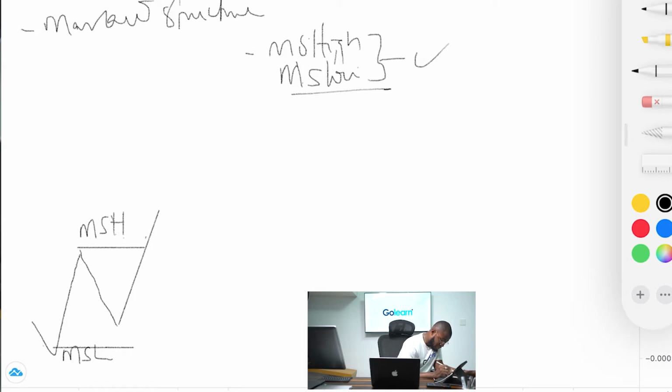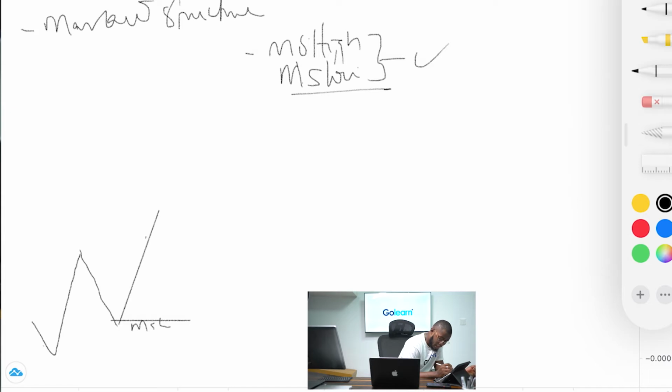The next thing we need to do is, once the market breaks a market structure high, we need to know the high becomes invalidated, it becomes incorrect. So we need to change it. We need to get a new one. The high and the low become invalidated. The new one will be this one lower here. Now we have a new MSL.